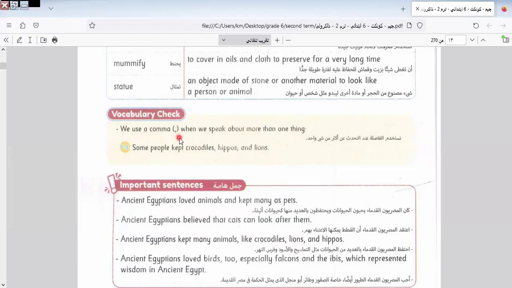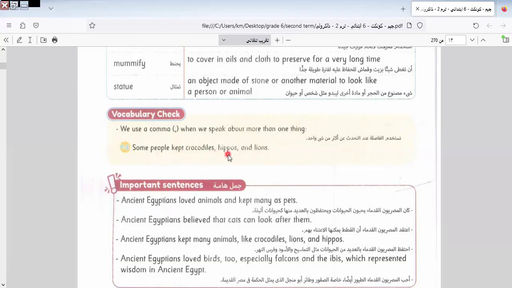This part is about punctuation. What is punctuation? We put a comma between words if we have many words, like when we say I eat bread, jam, and egg, for example. So after egg I put a comma, after bread I put a comma, after jam I put a comma. So here it's called comma. We use it in punctuation marks.